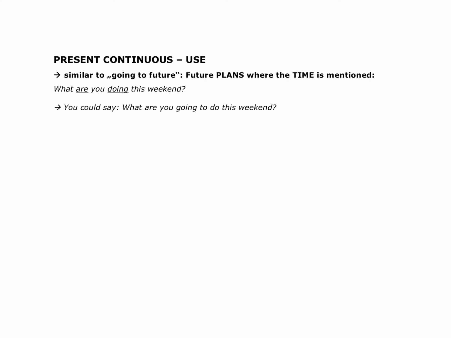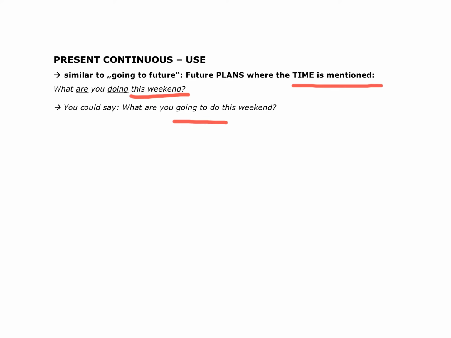You can also use a present continuous as a future tense. It is actually very similar to the going to future because there also has to be a real plan. A plan about something, and you will talk about it in the present continuous. This is only possible if there is a time mentioned. Let's have a look at the example. What are you doing this weekend? This means that the time is mentioned. You could also use the going to future and you could say, what are you going to do this weekend?